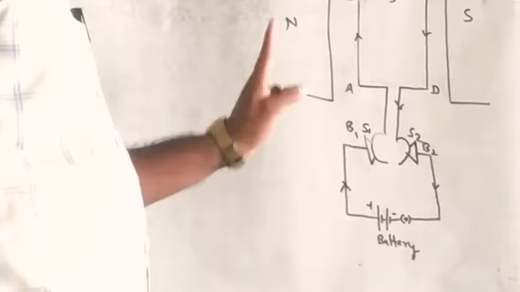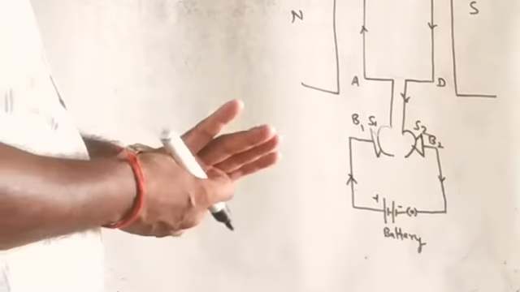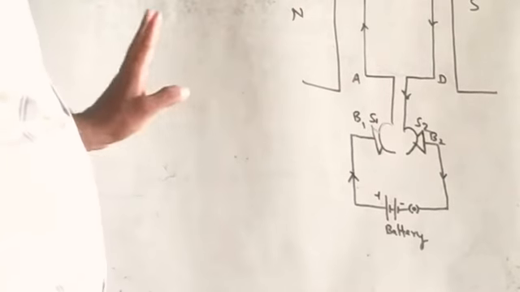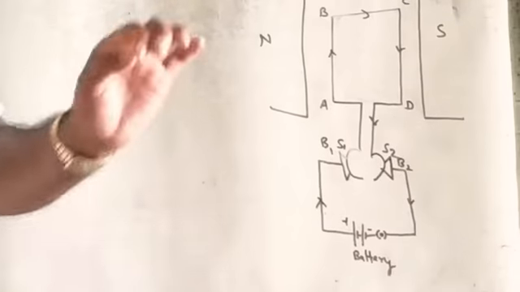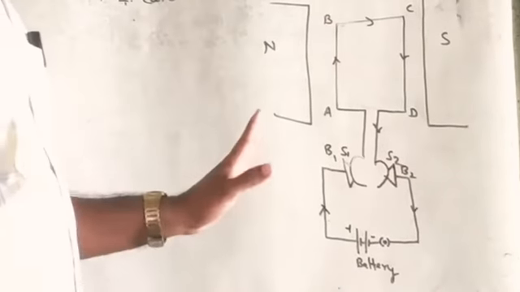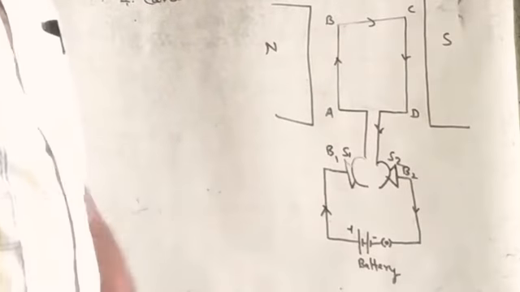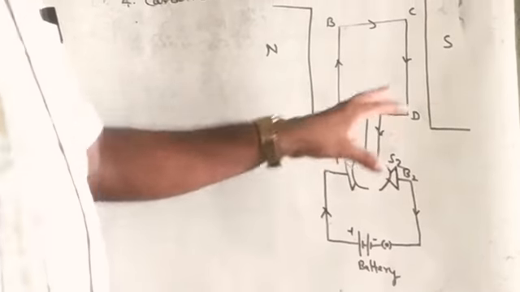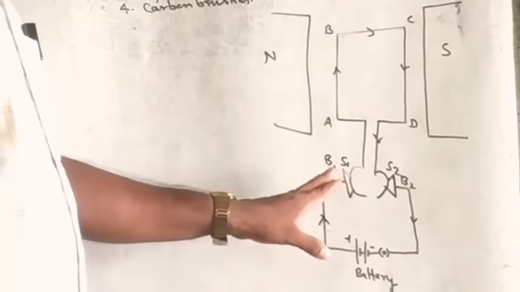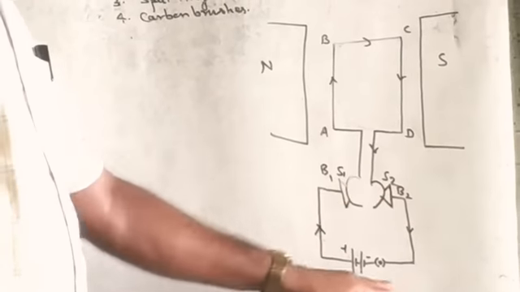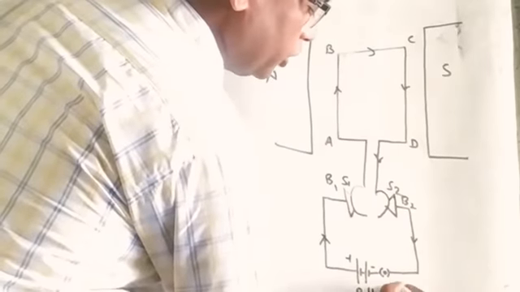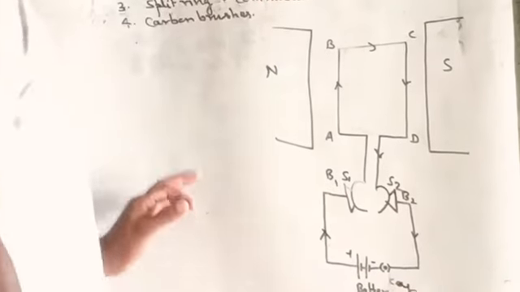This is the construction of the electric motor. All of you very clear? ABCD is the armature coil. S1 and S2 are the split ring. B1 and B2 are carbon brushes, and these B1 and B2 hold the split ring. After this, B1 and B2 are connected through connecting wire to a battery and a key. This is the construction of the electric motor.